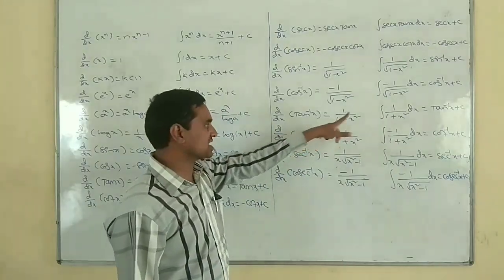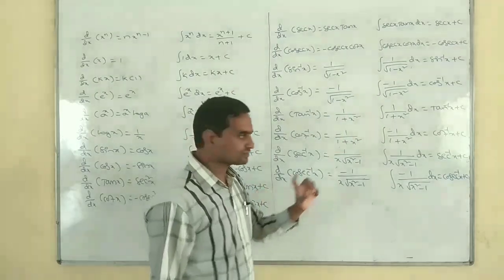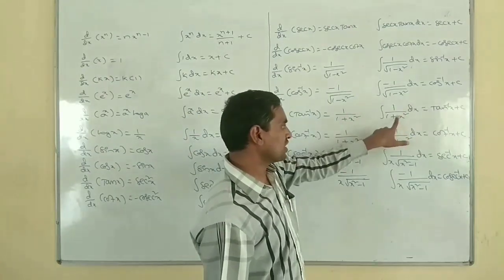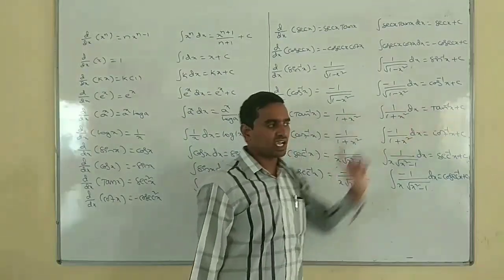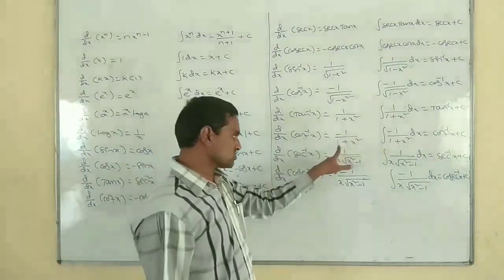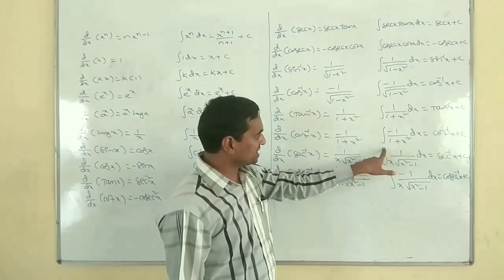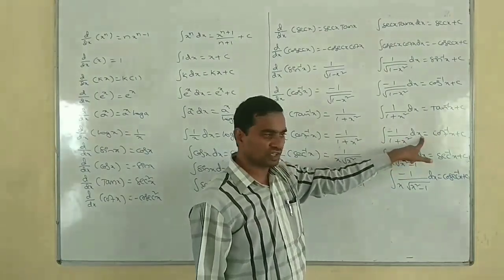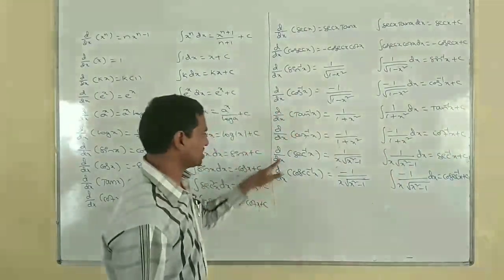Differentiation of tan inverse x is 1 by 1 plus x square. Integration of 1 by 1 plus x square dx is tan inverse x plus c. Differentiation of cot inverse x is minus 1 by 1 plus x square. Integration of minus 1 by 1 plus x square dx is cot inverse x plus c.